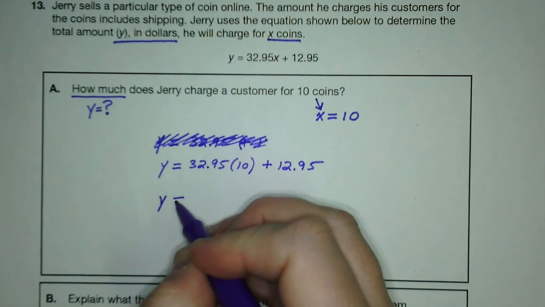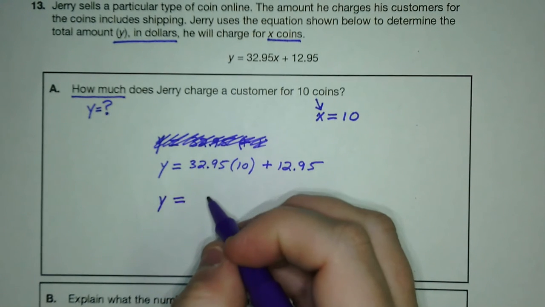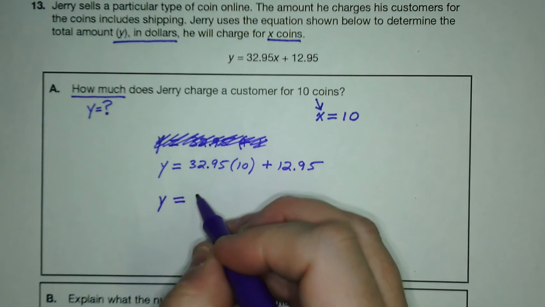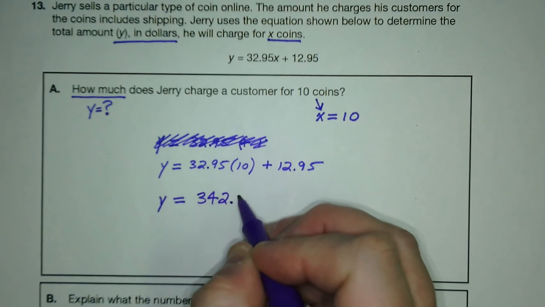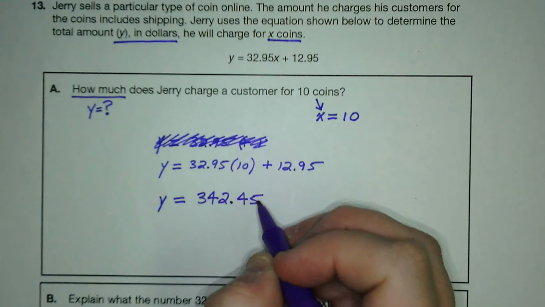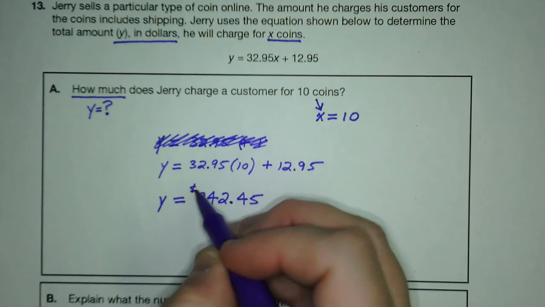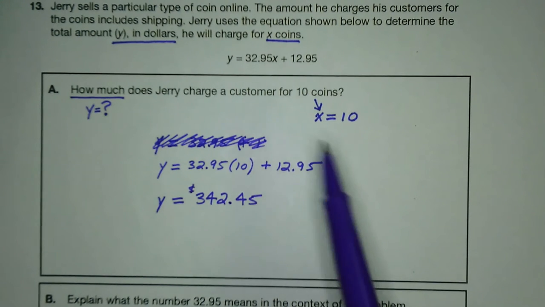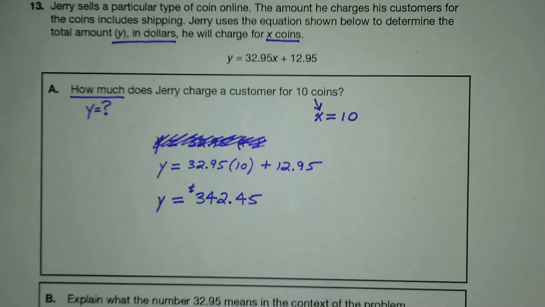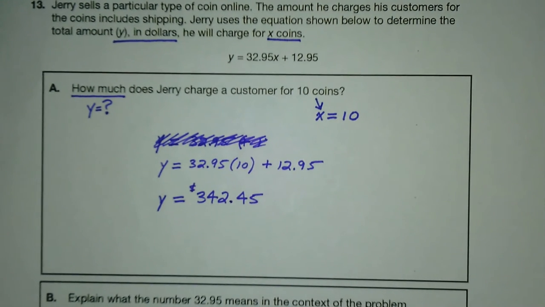That should be, according to my calculator, 342.45. 342.45. And so that is going to be my final answer. All I had to do was plug in 10 for x. Part B.